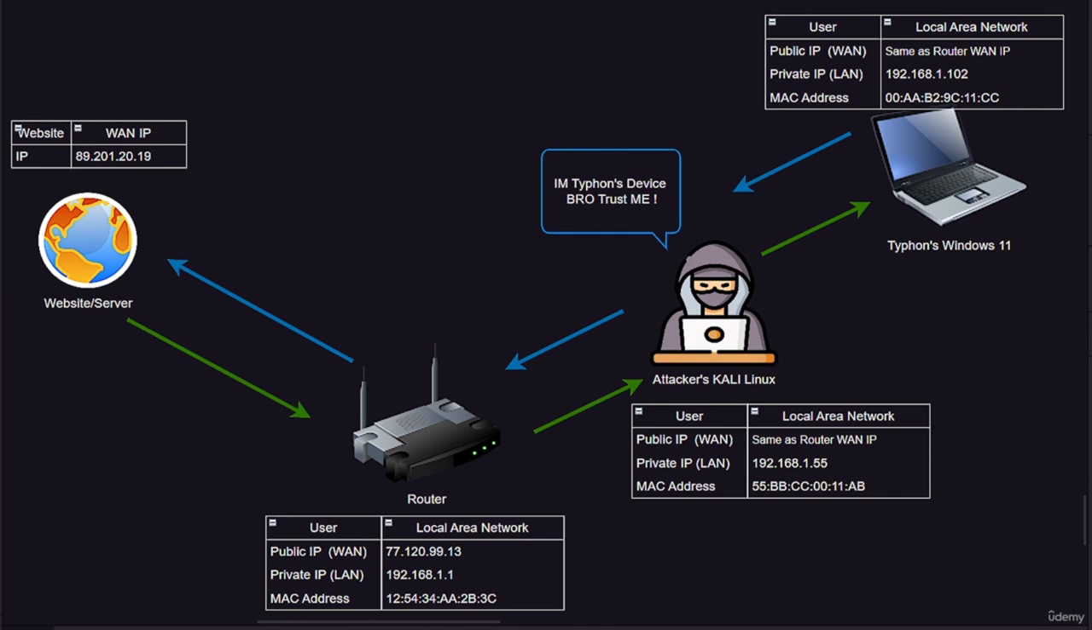Now, as I said, it will go to Typhoon's Windows 11 and say, bro, I am the router, and it will go to the router and say, bro, I am Typhoon's Windows 11. This is how it works. Pretty liar, right? So now both devices, Typhoon's Windows 11 and the router, will update their ARP tables with this new fake information.